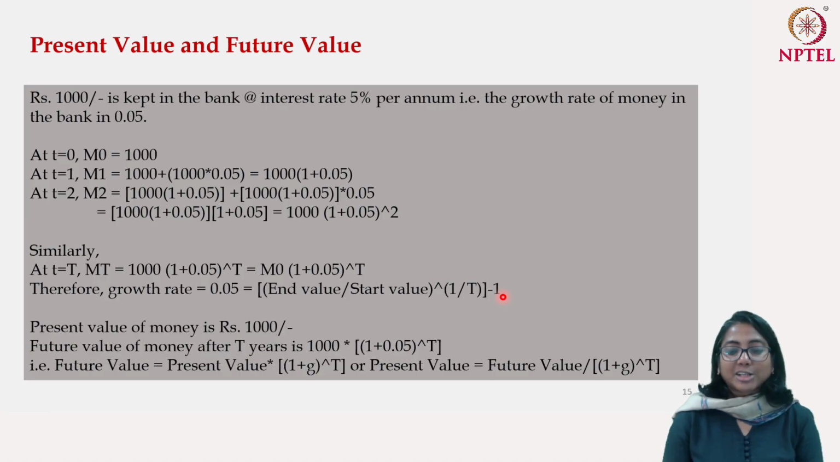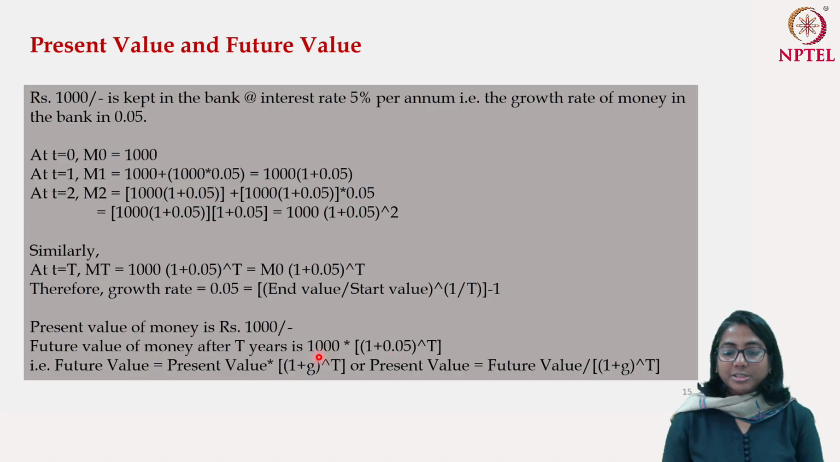But here we are actually interested in the end value and the start value, and we are giving them two different names. So what are the names? What I am saying is that the present value of the money is 1000 rupees. The value of that money today is 1000 rupees. So that is the present value, the value today. The future value of the money after T years down the line is going to be 1000 multiplied by (1 plus 0.05) to the power T.